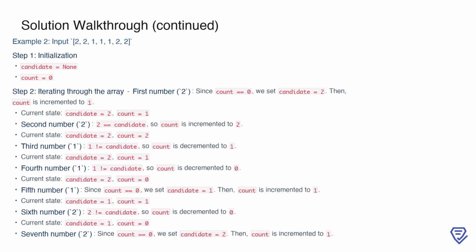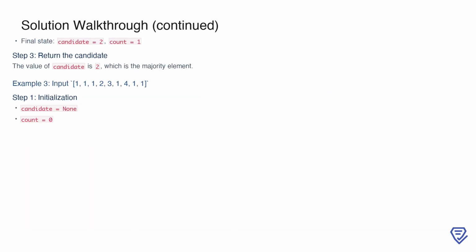By the end of the iteration, the candidate is 2 with a count of 1. After iterating through all the numbers in the array, the final state is candidate equals 2 and count equals 1. Therefore, the algorithm returns 2 as the majority element.